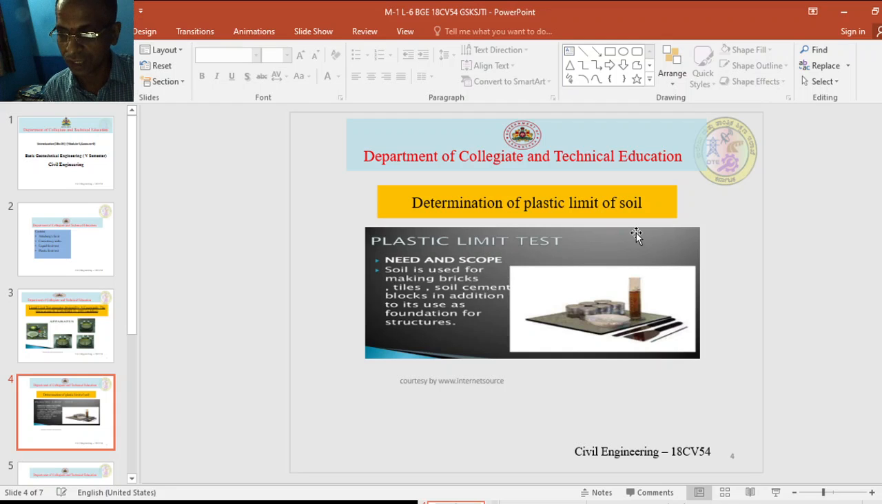So now at 3 mm diameter, it shows the sign of crumbling. Take the water content cups. You can see here, these are water content cups, and put some representative pieces of that soil thread in them for moisture content determination. The average of 3 water content cup results will give the water content the next day. That water content is called the plastic limit water content.